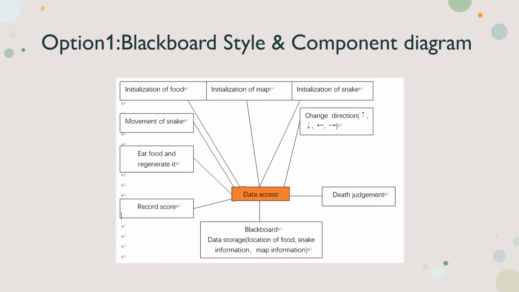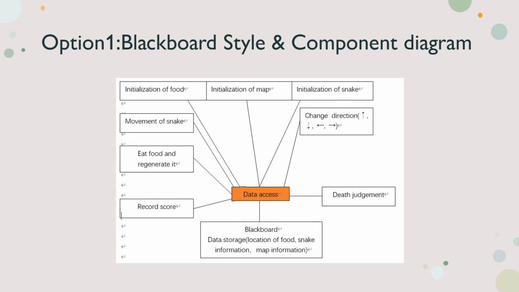Movement of snake obtains the direction of snake movement from the blackboard and makes sure that the snake runs following the direction at all times. Change direction means that after receiving the key pressed event like up, down, left or right, it will provide the updated direction of snake movement to the blackboard.